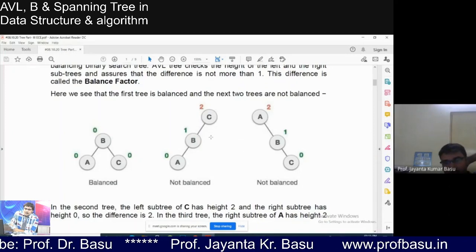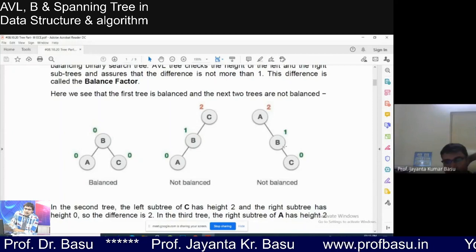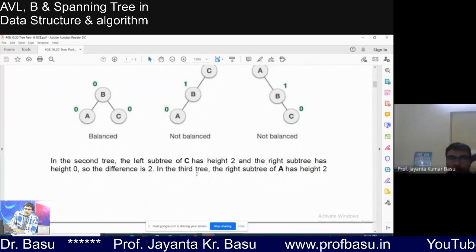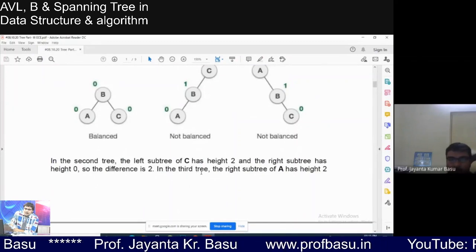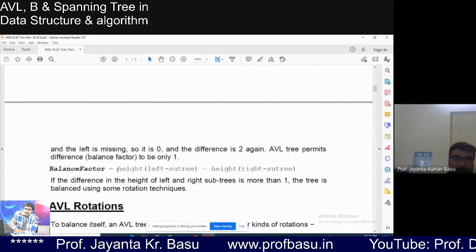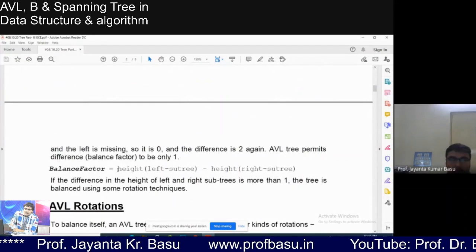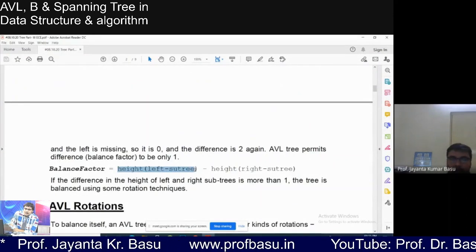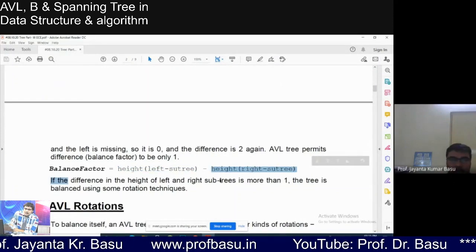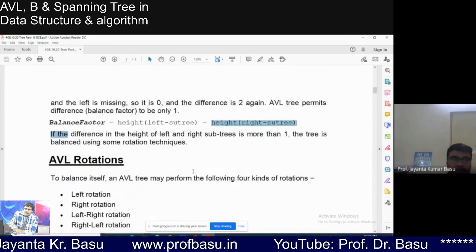For the example of these two subtrees, in the second tree, whatever I have told is written here. We will study the balance factor. I was talking about this balance factor. This one: height of the left subtree minus height of the right subtree. Just now I discussed this.